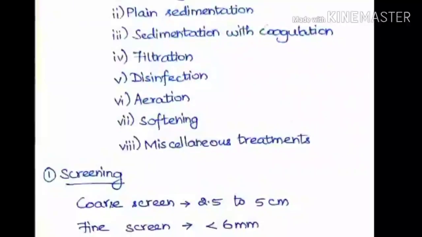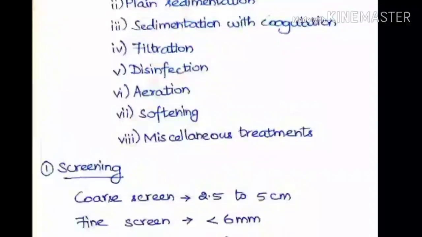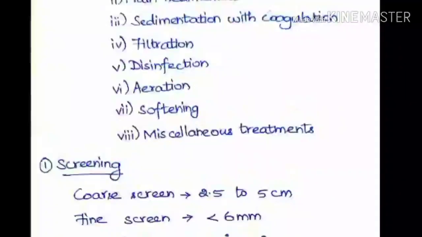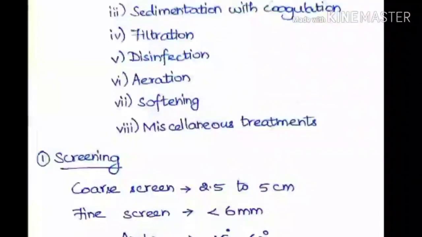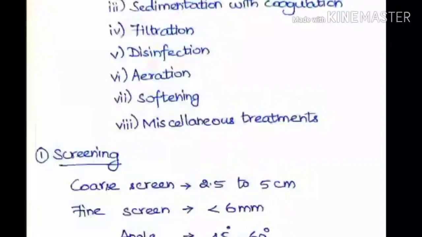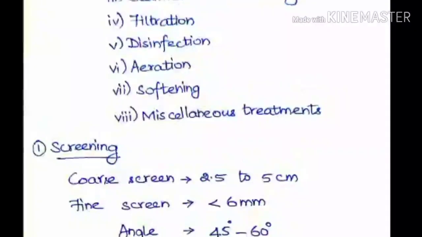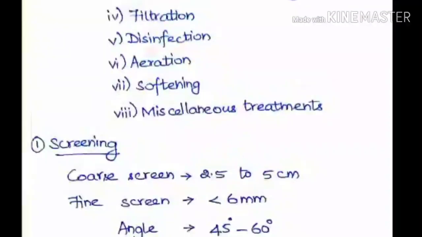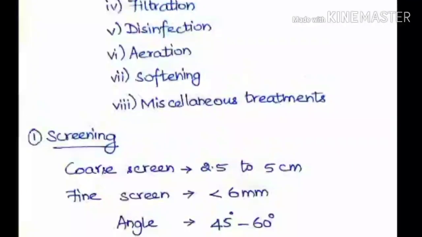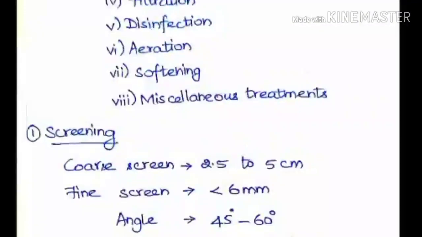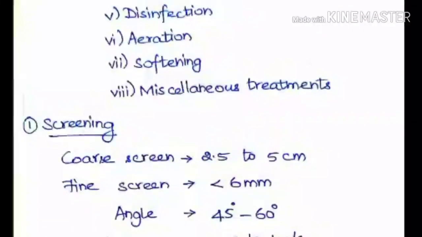It is the basic and simple method of treatment of the water. It is just like a filter paper or cloth we use for filtration of the water. If the openings in the screens are more, it is a coarse screen, and the size varies from 2.5 to 5 centimeter. If it is very fine, it is called a fine screen, and it is even less than 6 mm in size. Based on the type of screen, the particles recovered from the screen also differ.